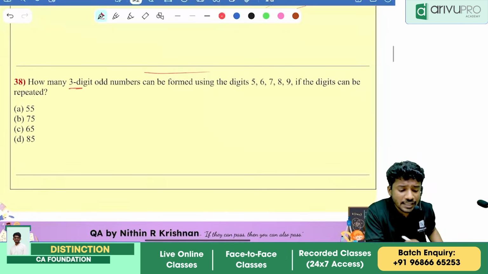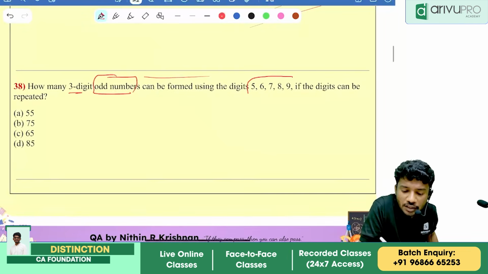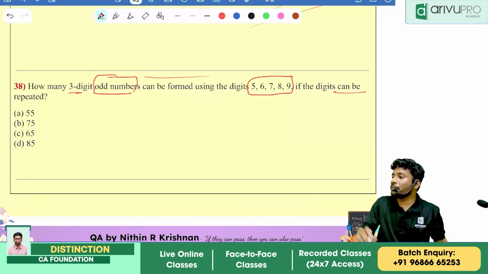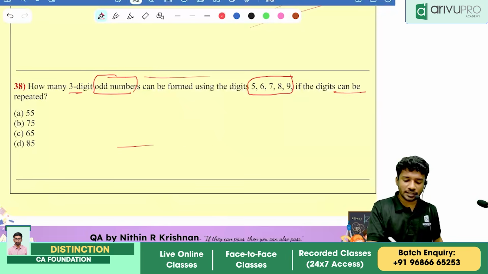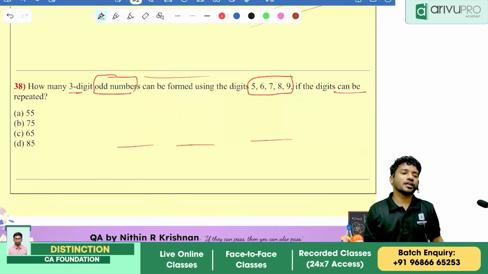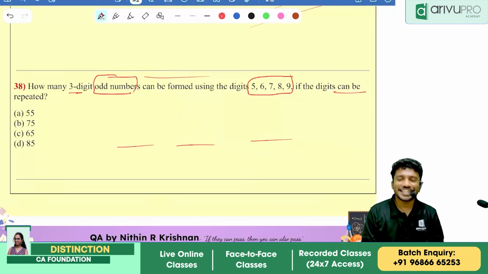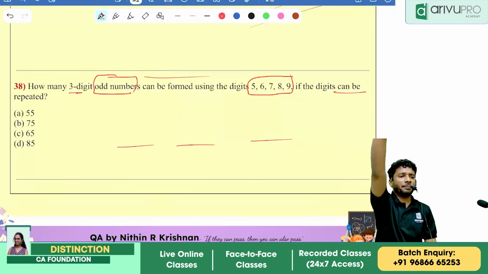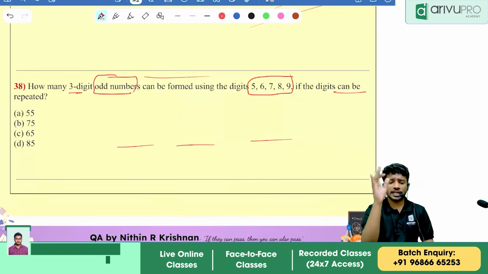Next question, people. How many 3-digit odd numbers can be formed using the digits 5, 6, 7, 8 and 9, if the digits can be repeated? 3-digit number. How many digits are there? 1, 2, 3. 3 digits are there. Now, when will you decide the number is odd or even?